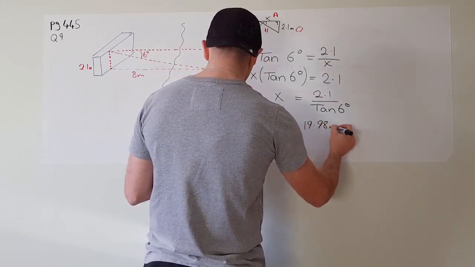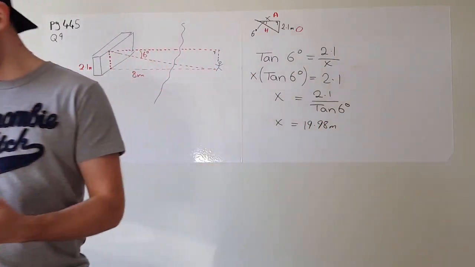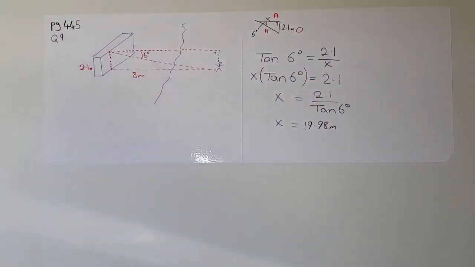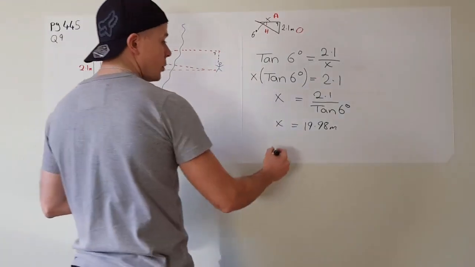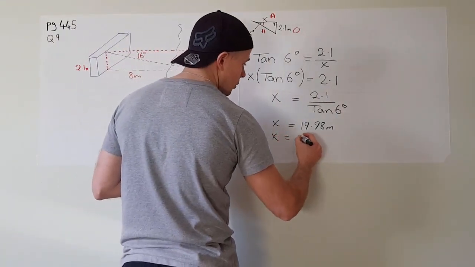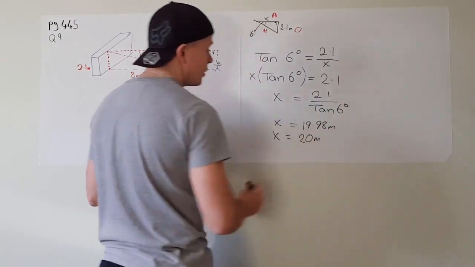19.98 meters. I'm guessing we're to the nearest meter. Yeah, so that's going to give us 20 meters. So x is equal to 20 meters.